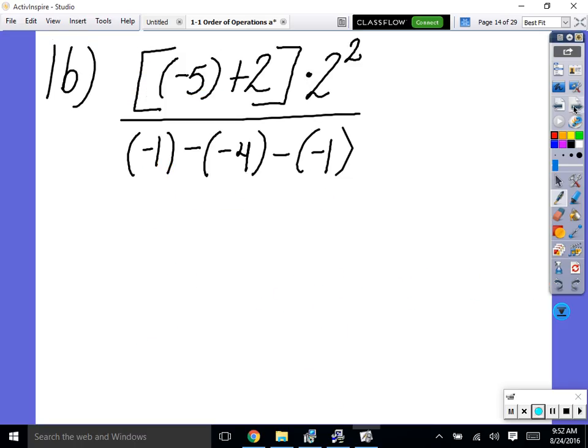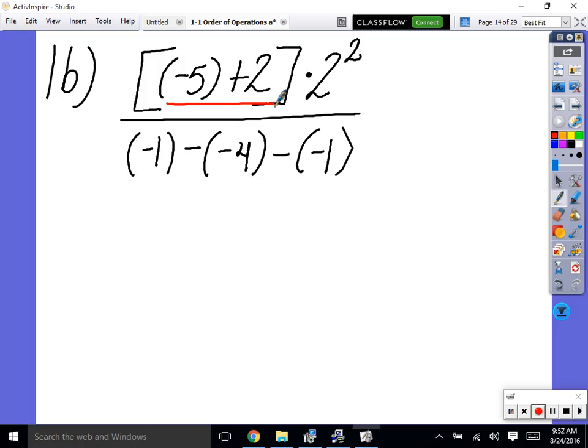Okay, next one. Let's do 1B. This one looks really hard. We're going to go through it in sections. So we're going to simplify, order of operations. We simplify inside the parentheses first. So everybody see these brackets? These are like the big parentheses here. We're going to simplify inside those first.